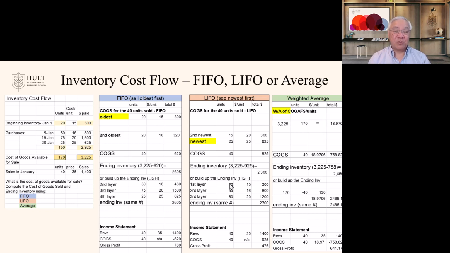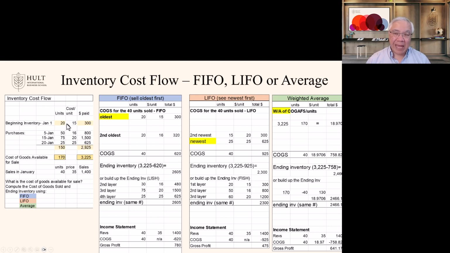Let's see how the numbers work. All right, so hang with us. A lot of numbers here. The left side is the detail of what happened. We started the year on January 1st with 20 units at $15 per unit with a value of what we paid of $300. Then we made 3 purchases in January of differing amounts at differing prices and therefore different totals.